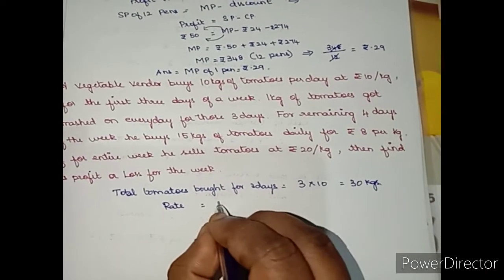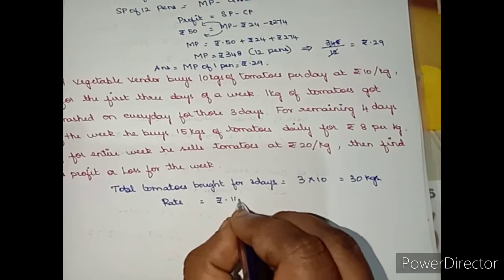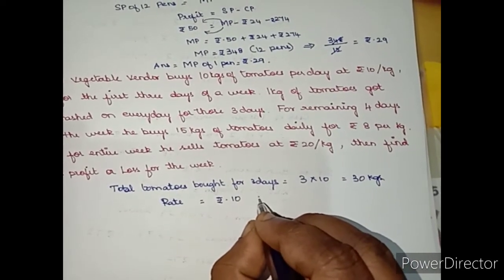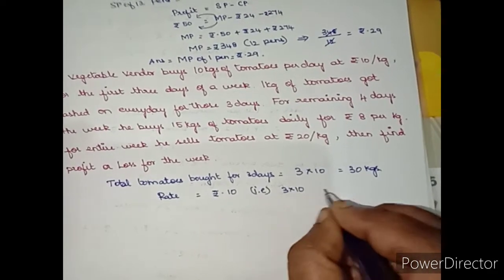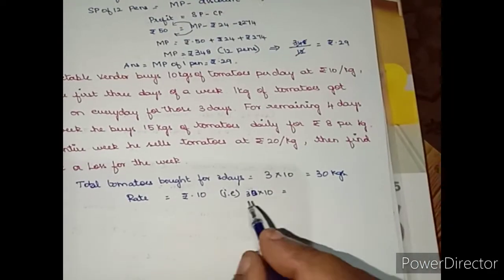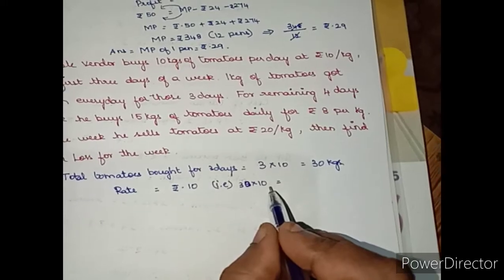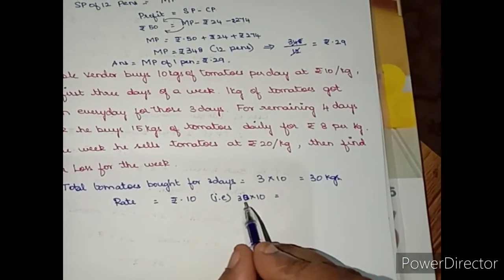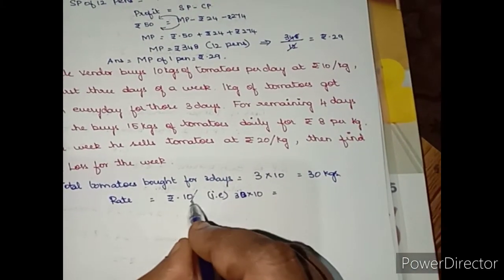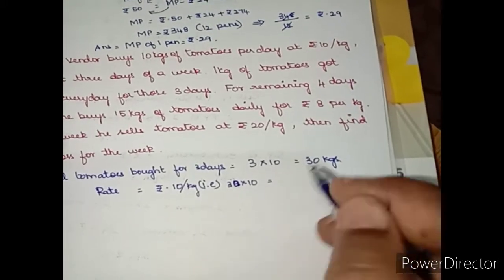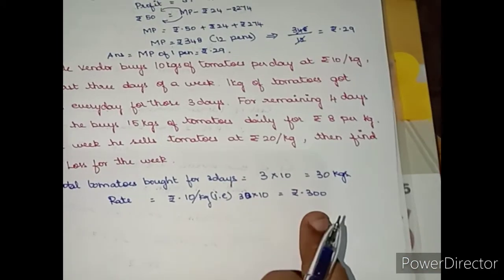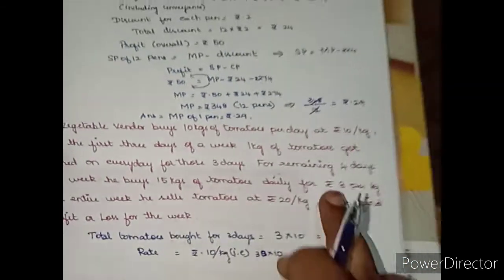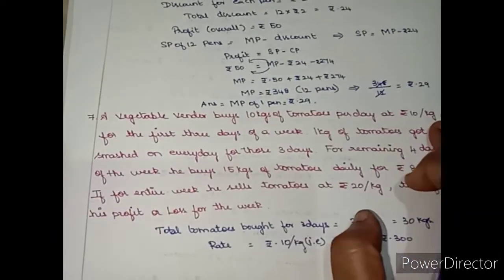Rate is rupees 10. Therefore, that is 30 into 10. Okay, so 30 kg's rate will be 10 rupees per kg. That is 30 into 10, it is rupees 300. So he is spending rupees 300 for the first 3 days of purchase.